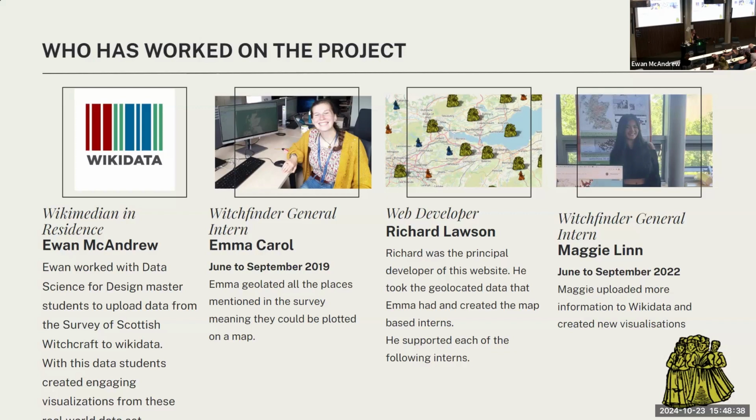Then we also had Maggie Lynn, and she worked on expanding the data in Wikidata. She added a lot of information about the investigations and trials, and that meant that these could be added to the website. She also created additional visualizations such as a named witches network graph, which shows the links between who accused who, because often, due to the ordeals and torture methods within the trials, they would name other witches, the other women they knew, as witches.